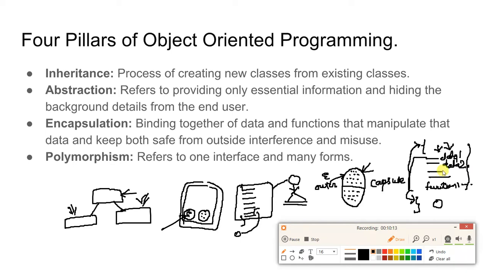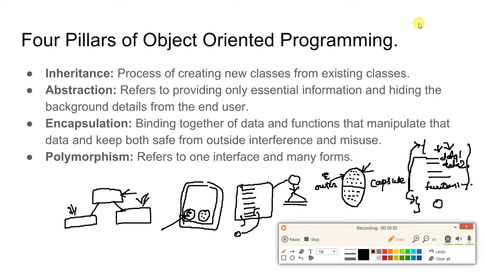And polymorphism literally means one interface and many forms. We will study polymorphism also. Basically polymorphism is of two types. One is compile time polymorphism and the other is runtime polymorphism. Compile time polymorphism consists of method overloading and runtime polymorphism is of method overriding.